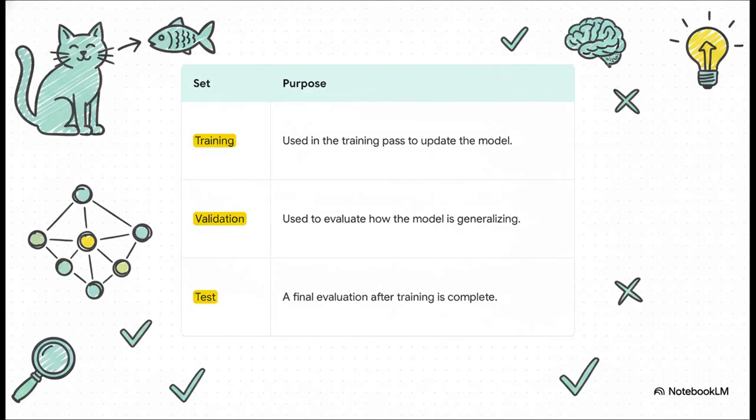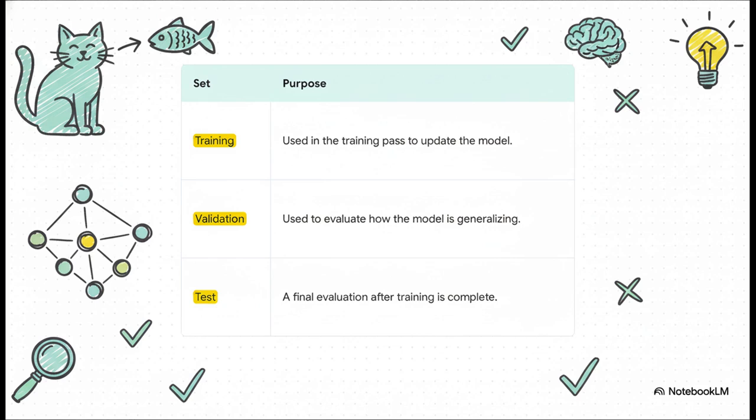But here's the thing, we can't just dump all our data into one big bucket and hope for the best. To do this like a pro, we have to be smart about it. We split our data into 3 different piles. First up, you've got the training set. This is the main textbook our model's going to study to learn all the patterns. Then you have the validation set. Think of this like a series of pop quizzes.